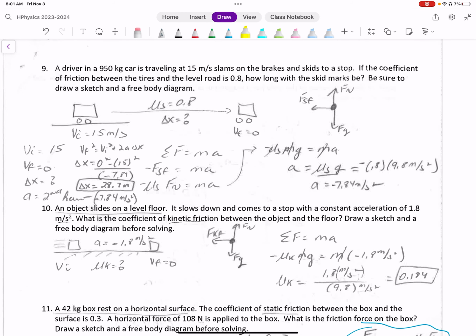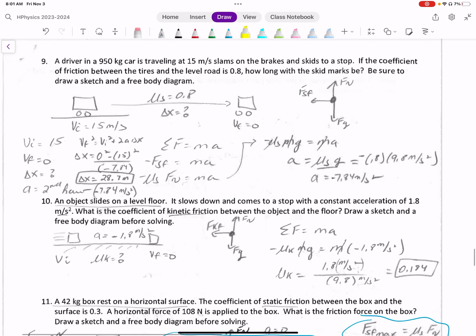Number 9, we have a driver of a 950 kilogram car traveling at 15 meters per second, who slams on the brake and skids to a stop. If the coefficient of friction between the tires and the level road is 0.8, how long is the skid marks? Okay, we have to draw a picture.